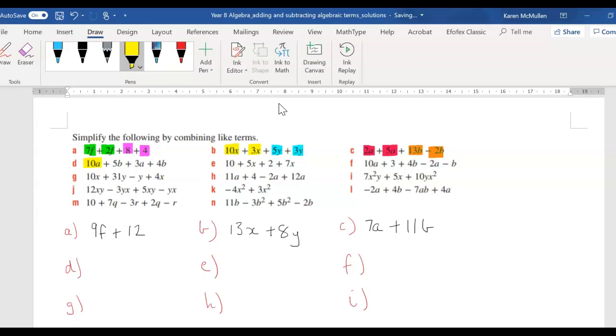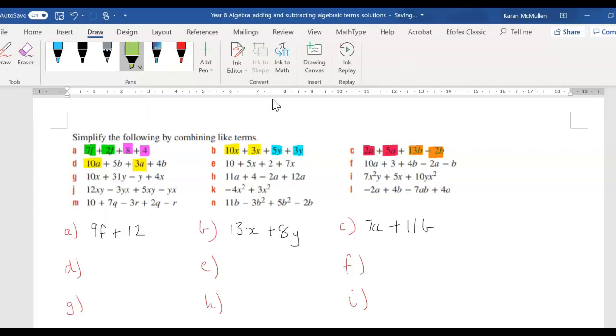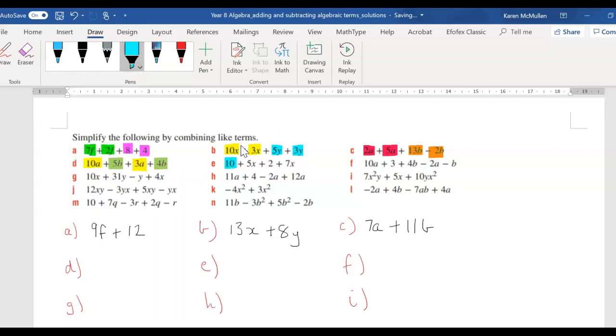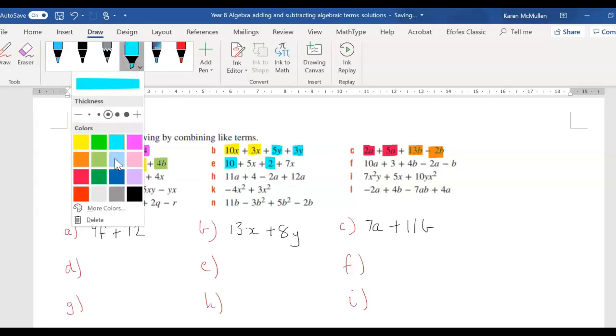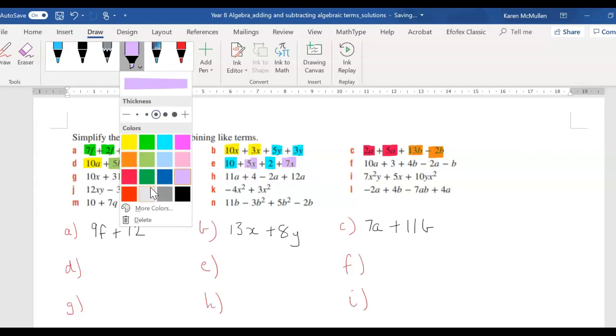So 10 lots of A and 3 lots of A. And it's green. So 5 lots of B and 4 lots of B. All right, so I'm going to highlight. So we've got a constant here. 10 and 2 is also a constant. Oh, I like this color. 5 lots of X and 7 lots of X. Trying to pick a color, I like that color too.